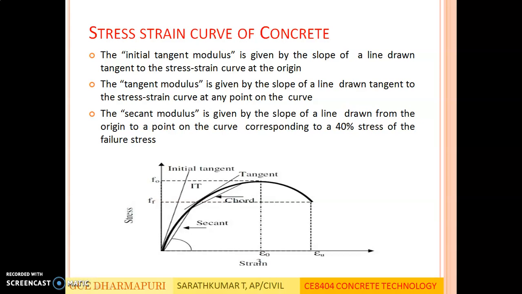Here first you have to locate a point on the curve corresponding to 40% of the ultimate stress. Then you join the origin with the point you have chosen on the curve with a straight line. The slope of this straight line is called the secant modulus. Normally in RCC we use secant modulus in determining the elastic modulus of concrete.